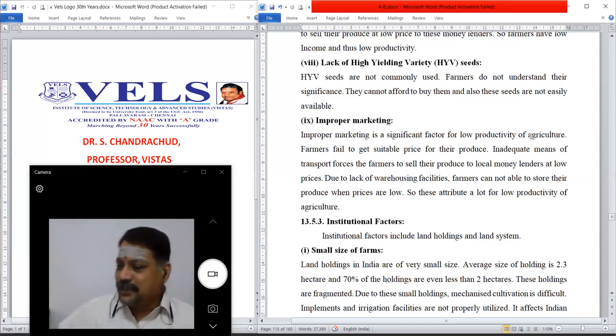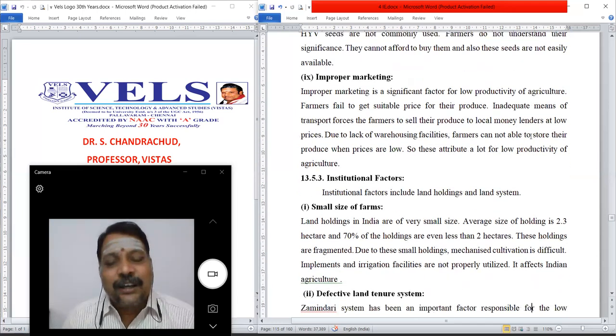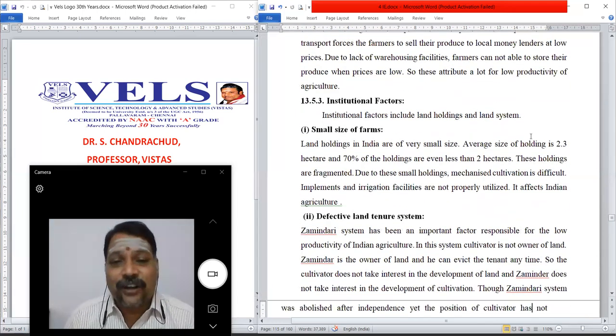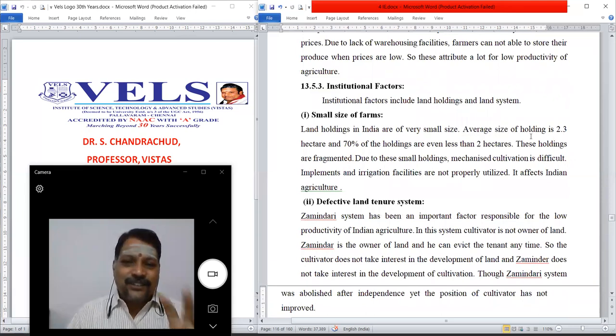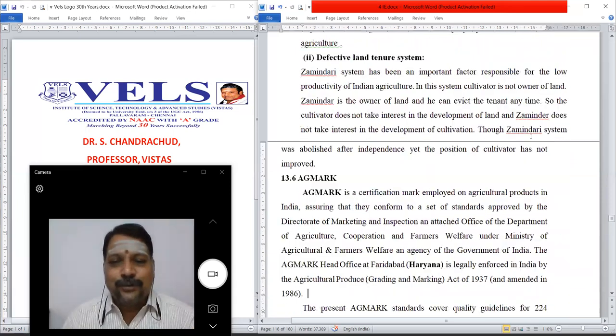So the first one is the human factor. The second one, these are the points for technical factors. The last one is the institutional factor. The institutional factor is divided into two.